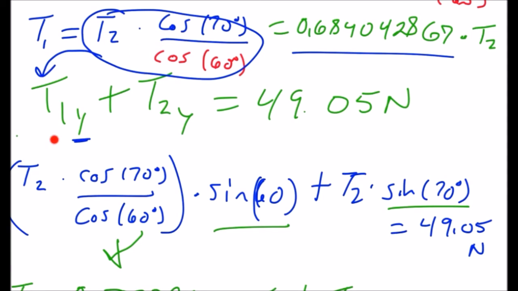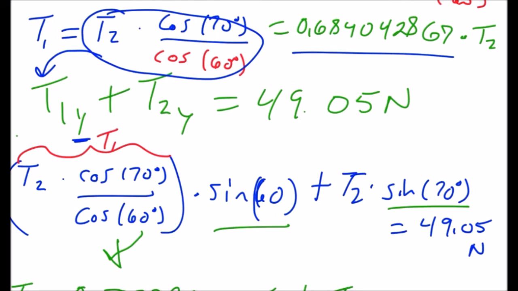And we know that t1y is t1 times the sine of 60 degrees, right? So I plug all of this stuff in. This stuff right here, that's t1. All of this is t1. And then right here, when I multiplied it by the sine of 60, that's turning it into t1y. Everybody still with me?